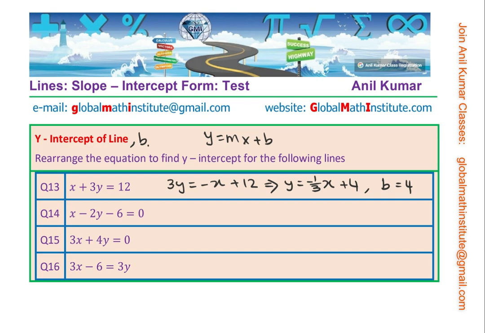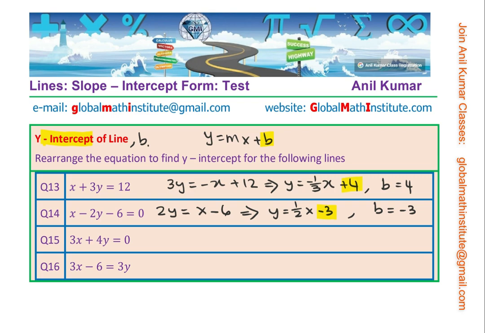The next one is x minus 2y minus 6. So if I want to isolate, I can take 2y to the other side, and I'm left with x minus 6. Now dividing by 2, we get y equals half x minus 3. And that gives me the value of y-intercept as minus 3. So y-intercept is the value when x is equal to 0. So that value b is called the y-intercept. So I hope it is clear how we find the y-intercept, right?